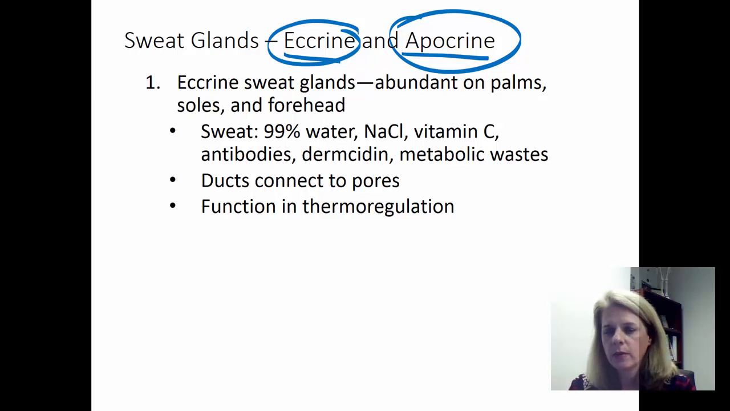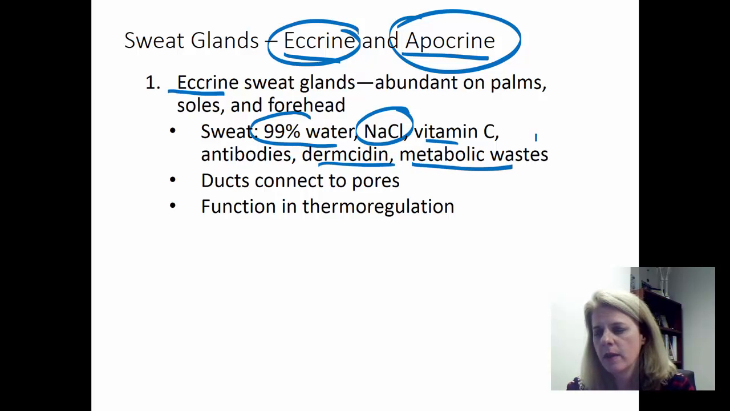So your eccrine sweat glands, again I say eccrine so you can distinguish what I'm saying, are going to be the ones that make the salty sweat. Okay, so they're the salty sweat. You have a lot on your palms, your soles, think about sweaty palms, your forehead. You think about how you sweat. And this sweat is mostly water with some salt, it has some vitamin C, some antibodies, some dermcidin, metabolic wastes. These things can actually kind of cleanse your skin.